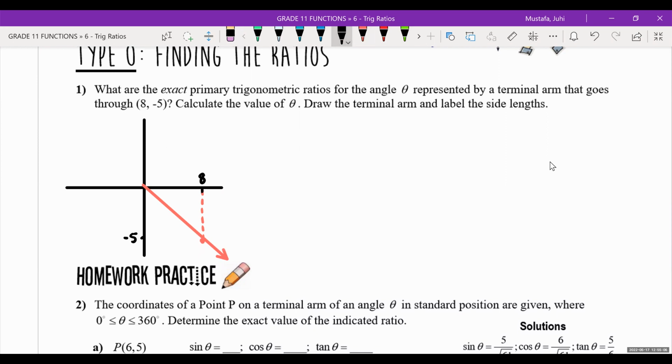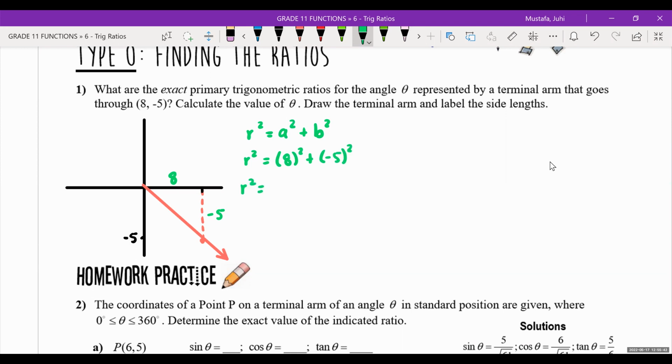Okay, so what is our value for x in this question? Good, and what is our value for y in the question? Good, so go ahead and put that in. Our value for x is 8, our value for y is negative 5. How are we going to figure out the value for r? We're going to go ahead and use the Pythagorean theorem. So we know r squared is equal to a squared plus b squared. r squared is going to be equal to 8 squared plus negative 5 squared.